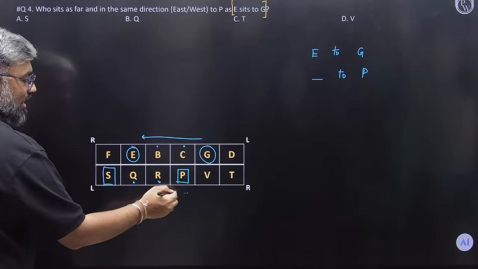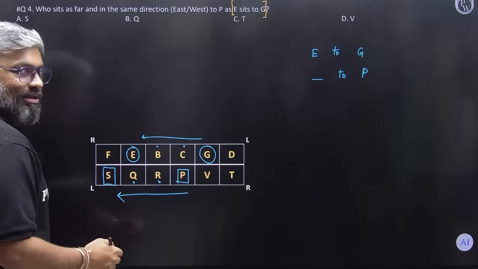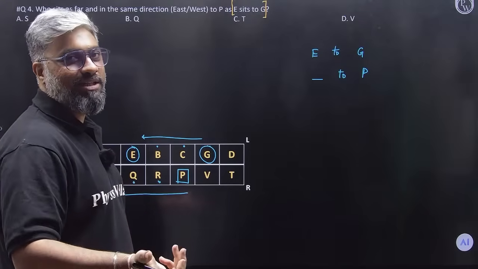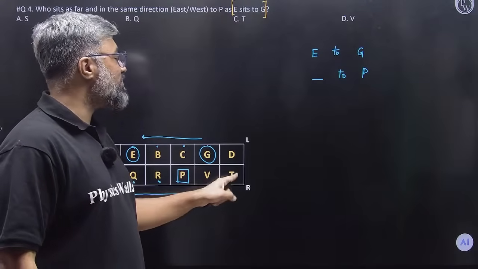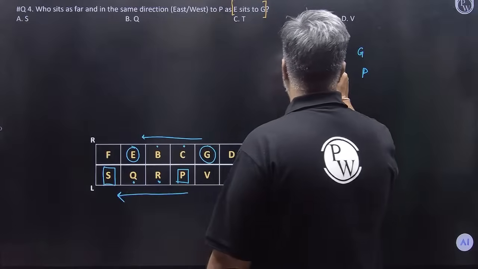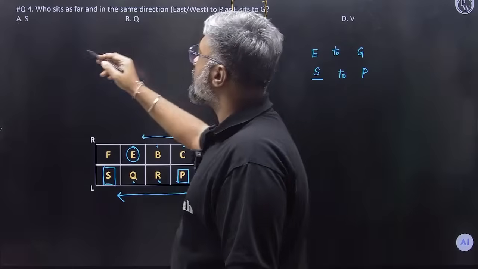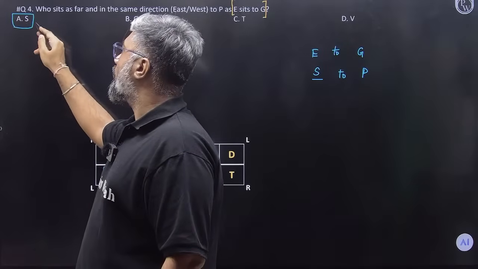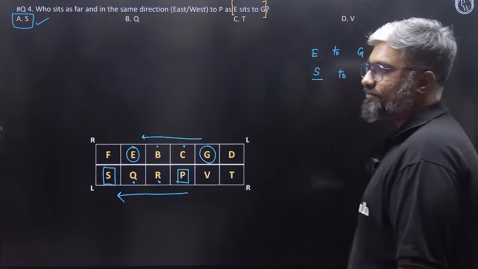Is this the same direction? Yes. Is there any other possibility here? No. If I leave two people, there is again nobody here. Okay. So who's this? S. Do we have S in the options? Option A. Let's go. Clear, guys?